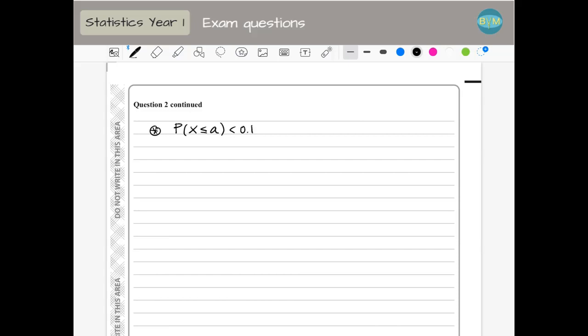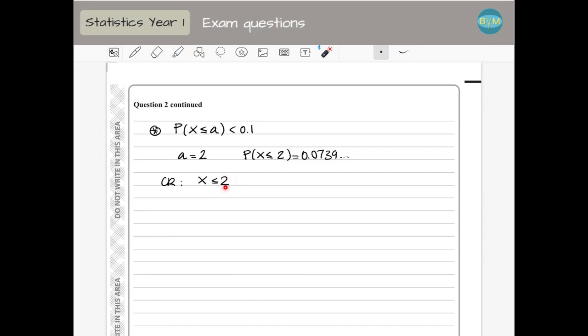You have tables in your formula booklet, but they are up to n equals 50 and we have n equals 70. So we have to use the calculator with trial and error. You have to put values of A with n 70 and p 0.08 until you find the first one that is smaller than 0.1. So the first one is when A is 2. In that case, the probability of X being smaller or equal than 2 is 0.0739.